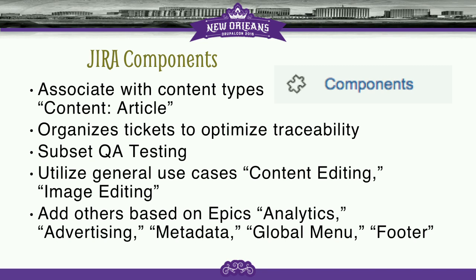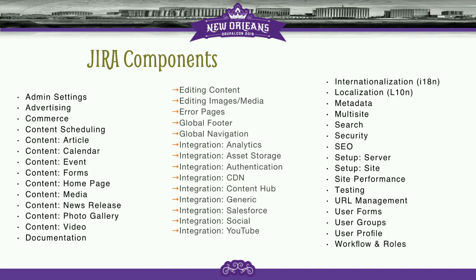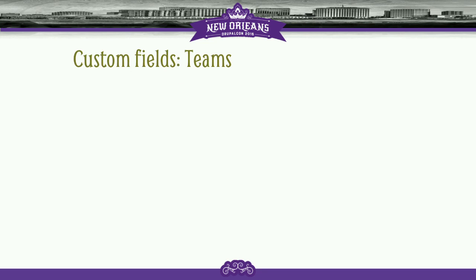So using something like analytics or image editing will allow you to find, let's say for regression testing or subsetting QA Behat tests based on the content type or based on the work that's being done. So this is my list, what I use for content types, for components. You don't have to write this down, I'll publish this PDF.